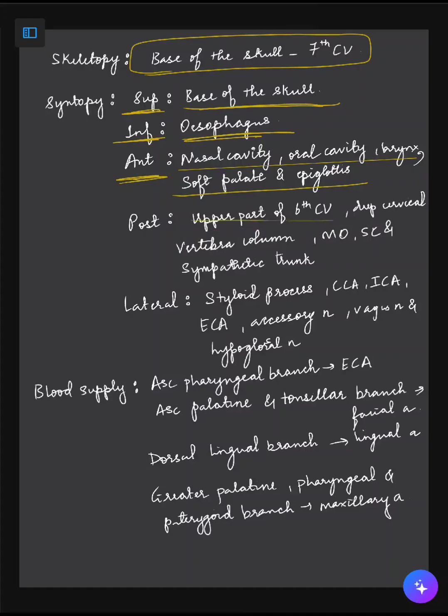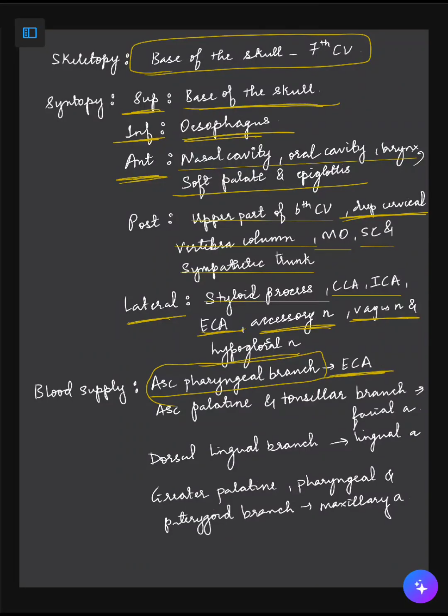Now posteriorly, there is the upper part of the 6th cervical vertebrae, the basilar part of the occipital bone, deep cervical vertebral column, medulla oblongata, spinal cord and sympathetic trunk. Now what is laterally? Styloid process, common carotid artery, internal carotid artery, external carotid artery, accessory nerve, vagus nerve, hypoglossal nerve.